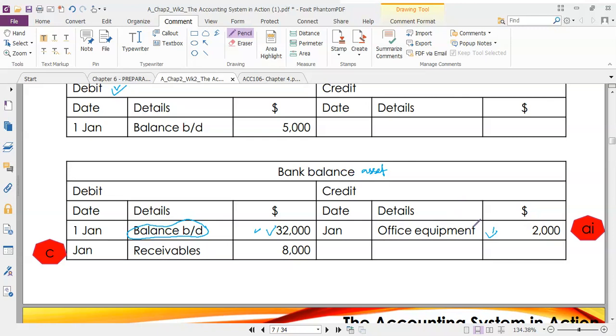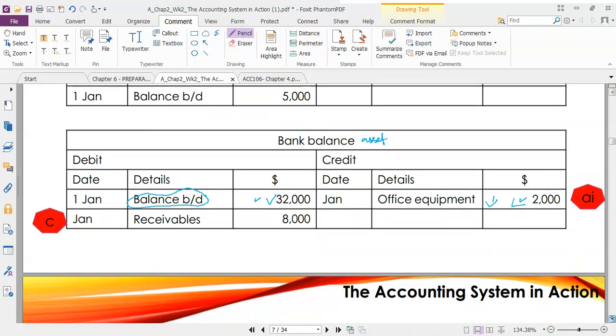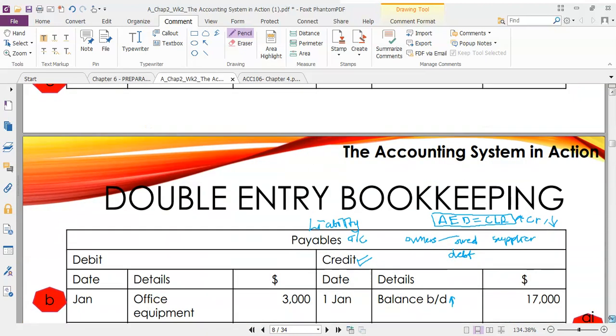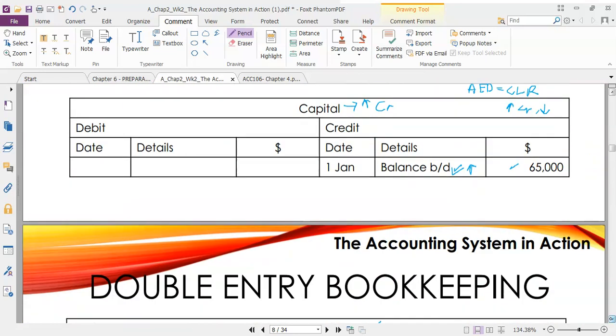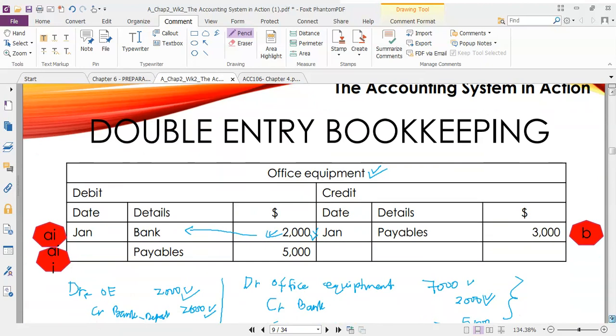Bank duit keluar. Okay. Duit keluar, it means that our credit, we must put under credit balance 2,000. Nama dia office equipment. Okay. Settle. Bank dah kreditkan. Office equipment kita dah debitkan.